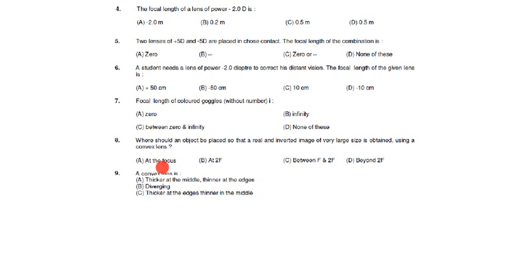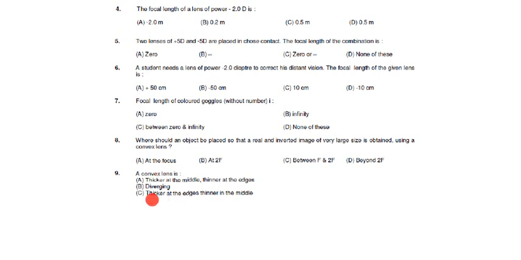Now if you bring the object closer to the lens and move it between focus and optical center, then the image formed is virtual and erect. So our answer is at the focus. When the object is at the focus, our image formed is very large, it is real and inverted, and it is formed at infinity. So its answer is A, at the focus.